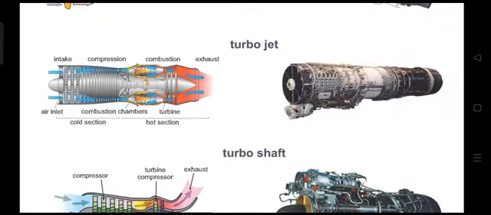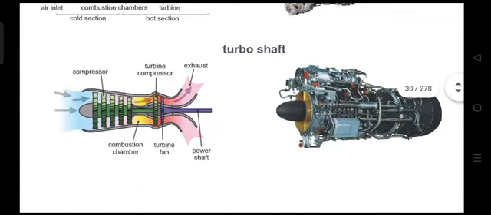It is very streamlined, so it doesn't cause a lot of drag, and the aircraft also becomes very narrow. Then you have got a turbo shaft, which in modern aircraft is used as an APU, auxiliary power unit. You all have heard about APU. It is a sort of a third engine that we have.